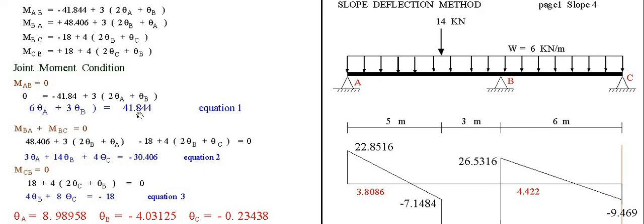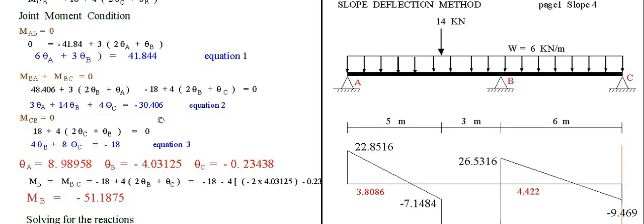Simplifying this, we make the variable theta in alphabetical order. The subscript must be in alphabetical order, meaning A first, then B next. So this is 6 theta A, then 3 theta B, and the negative, transfer that to here on the right, it becomes positive.